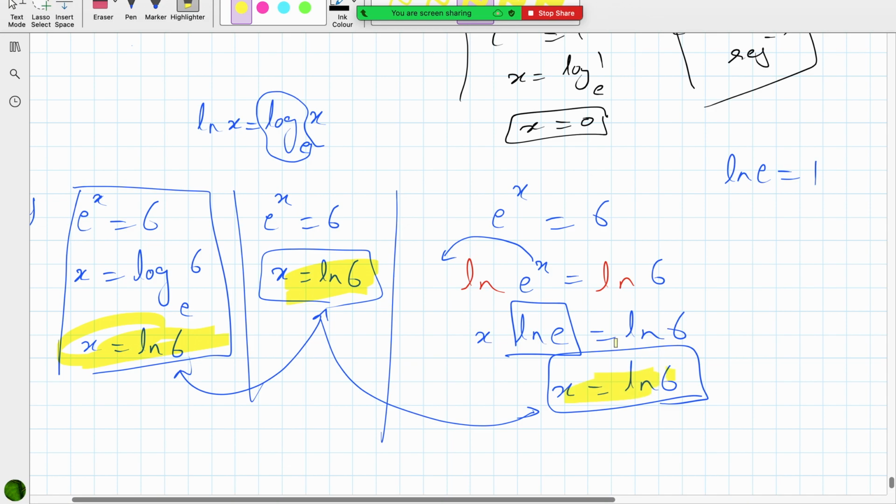ln 6. And now you will just punch this number in your calculators. ln 6 is 1.79. So x is equal to 1.79.